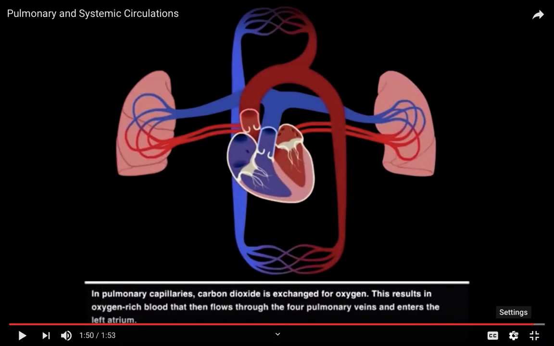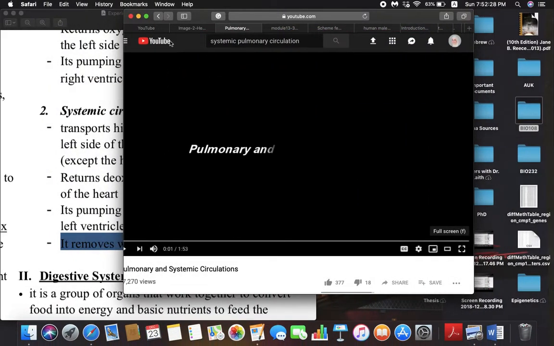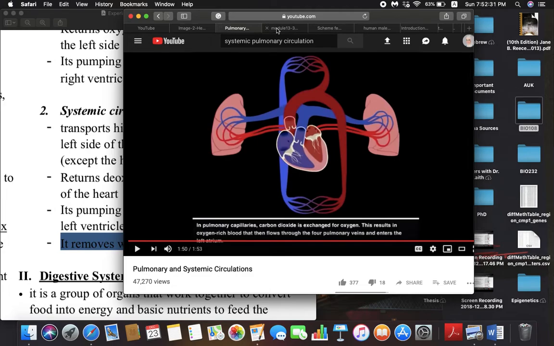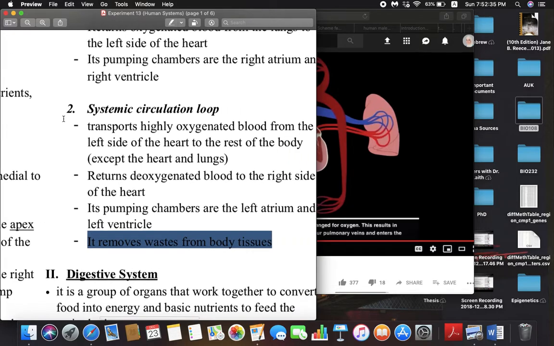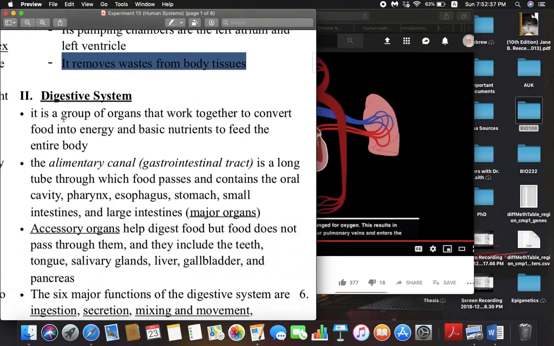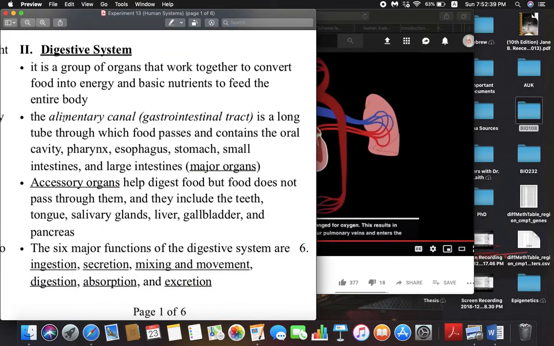So this is basically a quick explanation of pulmonary and systemic circulation. And with that, we just finished the cardiovascular system. Next, we have the digestive system, which is a group of organs that work together to convert food into energy and basic nutrients to feed the entire body.